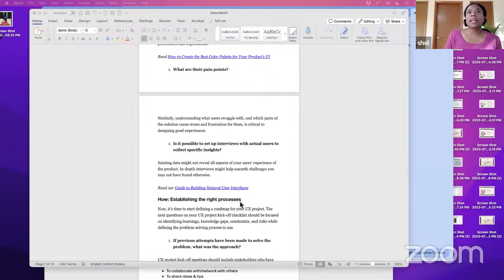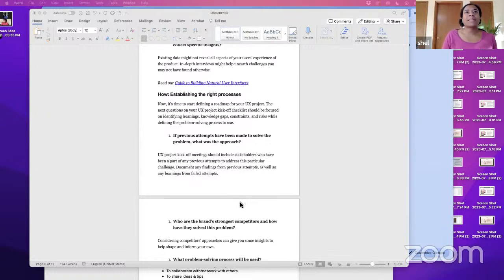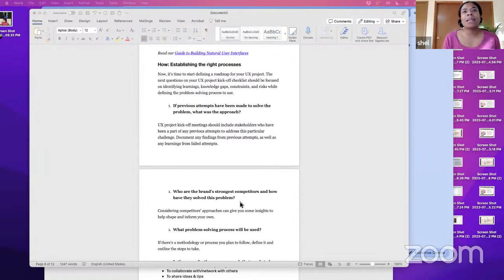Is it possible to set up interviews with the actual users? You want to ask that question. Establishing the right process: if previous attempts have been made to solve the problem, what was the approach? You want to ask that question. How have we handled this before? How have we tried to build community before? Have we ever tried to build a community site before and it flopped? Did we ever try to build one before and it succeeded?